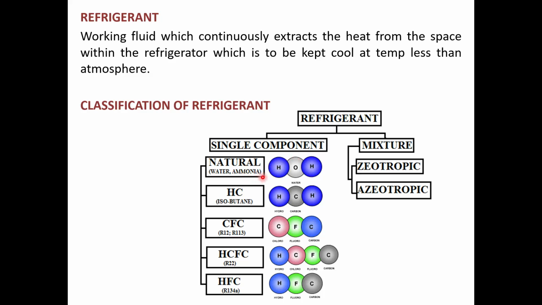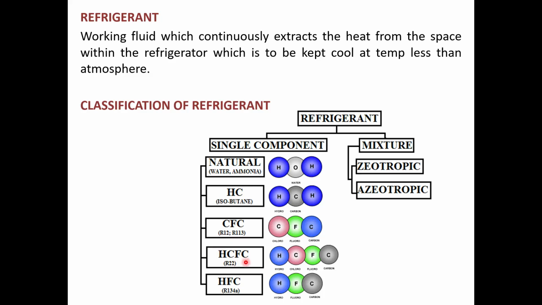Water and ammonia are natural single component refrigerants. Ammonia is used in vapor absorption refrigeration systems. Isobutane is an example of a hydrocarbon refrigerant. R12 and R113 are examples of chlorofluorocarbon refrigerants. R12 was earlier used in domestic refrigerators.